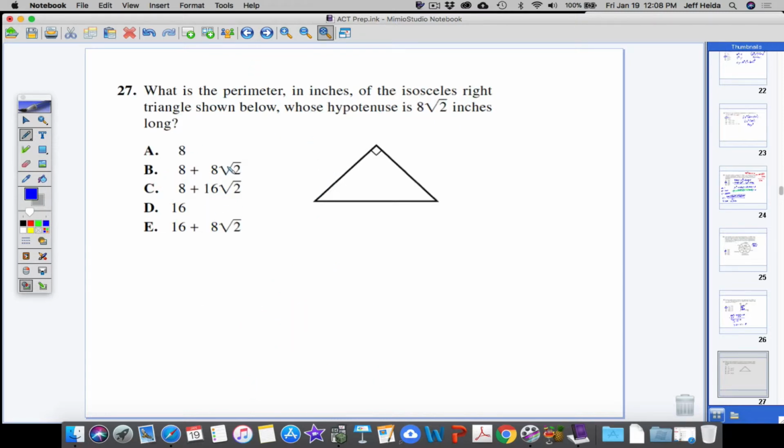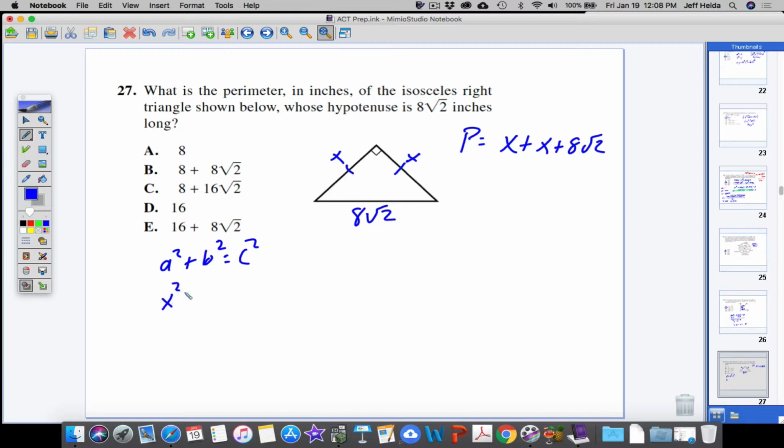Problem 27. The perimeter in inches of the isosceles right triangle shown has a hypotenuse of 8 square root of 2. Because it's an isosceles right triangle, we know both of these sides are the same size. So I'm going to call this x, and I'm going to call this x because they're going to be the same. So we're looking for the perimeter. Perimeter is going to equal x plus x plus 8 square root of 2. So we need to use something to find out the length of x. We're going to use the Pythagorean theorem, which is a squared plus b squared is equal to c squared, where c is the hypotenuse and a and b are the two legs.